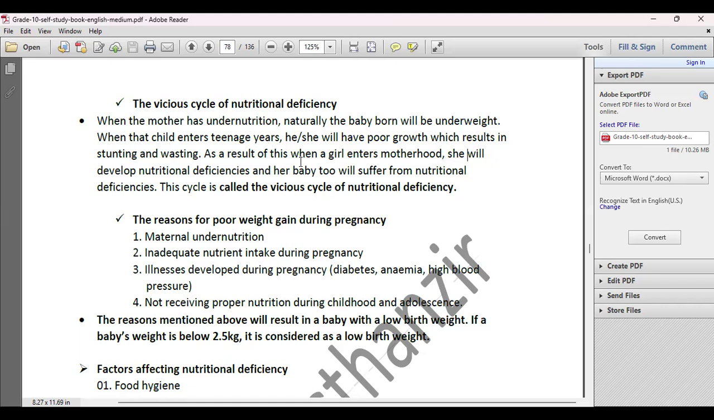Poor growth of teenager. As a result, if the nutritional status of a pregnant mother is poor, what will be the result? That affects the infant, the baby, and as a result there will be a poor growth of teenager. The next box, write poor growth of teenager.